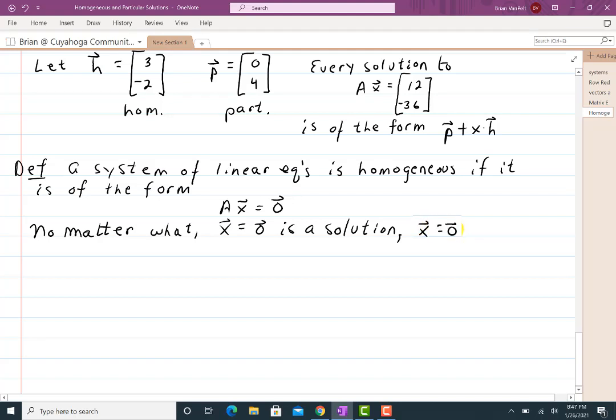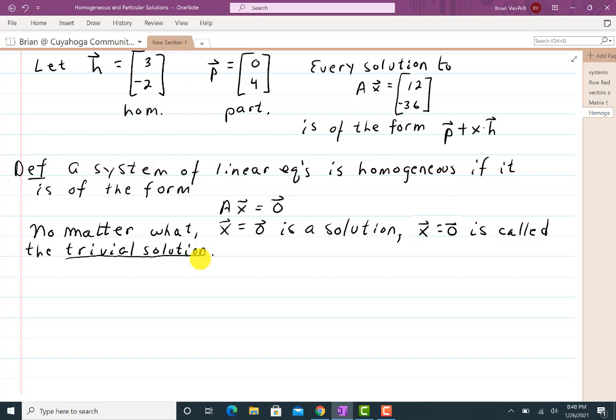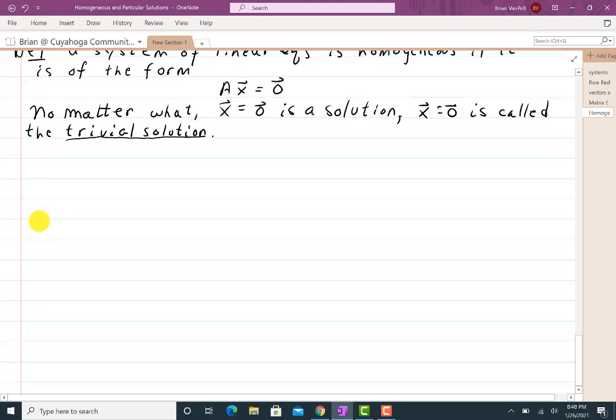X equals 0 is called the trivial solution, for obvious reasons. Clearly, we're not really interested in the trivial solutions. They don't do a whole lot. We'll be interested in non-trivial solutions, those times where we have vectors that are not necessarily 0 being the answer. Let's look at some more examples, and I want to do a little bit more of this stuff in GeoGebra so you can see how the solutions are related to the homogeneous ones.